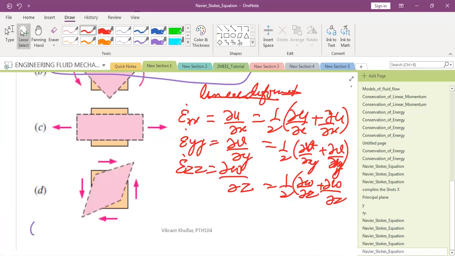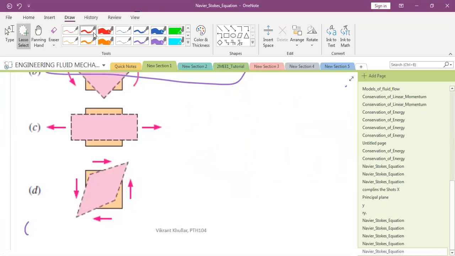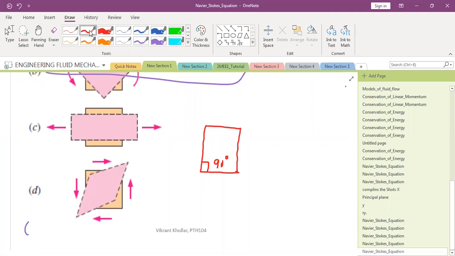Now I'm coming to the angular deformation part. In the angular deformation part, originally the angle between any two adjacent sides was 90 degrees. If I presume it to be a square element, this was the original element which you are seeing here. After deformation, the element becomes somewhat like this.